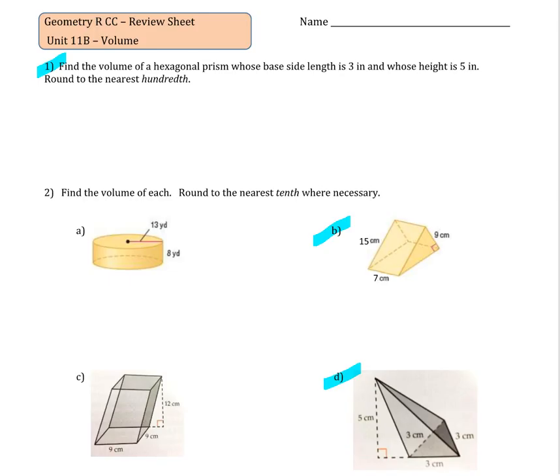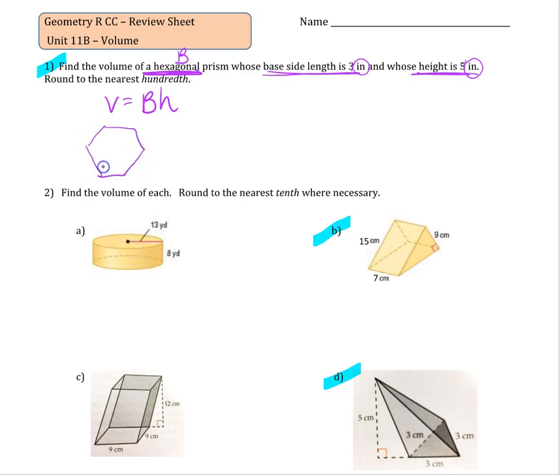All right, find the volume of a hexagonal prism whose base side length is 3 inches and whose height is 5 inches. Note that the units are the same, so I don't have to worry about any sort of converting. I want to round to the nearest hundredth. Volume of any prism is area of the base times the height. Since it's called a hexagonal prism, that's your base. Hexagons have 6 sides. Okay. I said each base side length is 3.